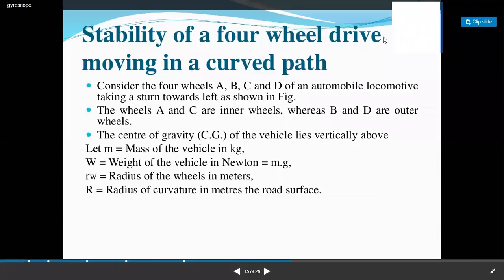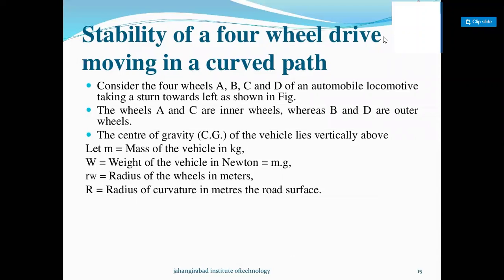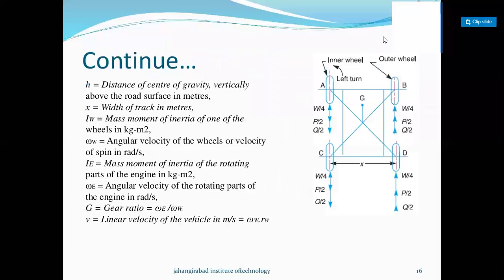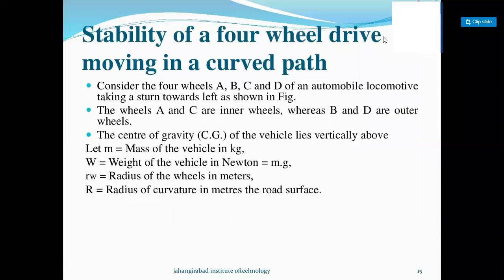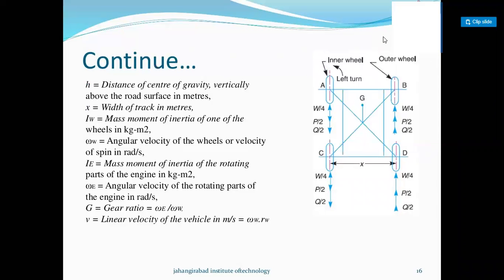Stability of a four-wheel vehicle negotiating a turn, or you can say the stability of a four-wheel drive moving in a curved path. Consider the four wheels A, B, C, D of an automobile taking a turn towards the left. The wheels A and C are the inner wheels, whereas B and D are the outer wheels, right? When the four-wheel drive takes a left turn, A and C are the inner wheels, whereas B and D are the outer wheels, right?